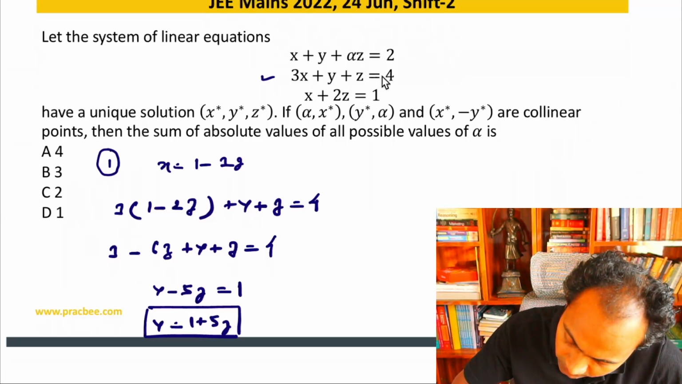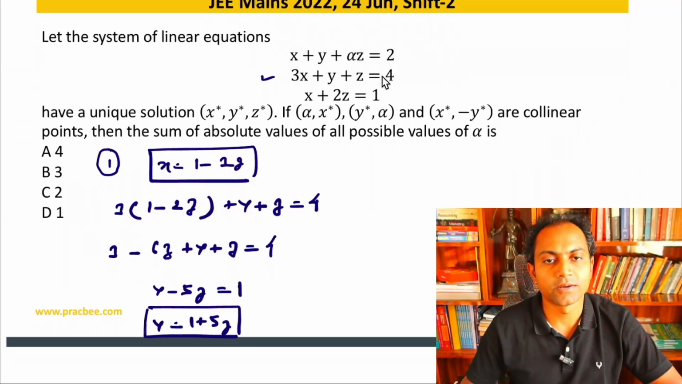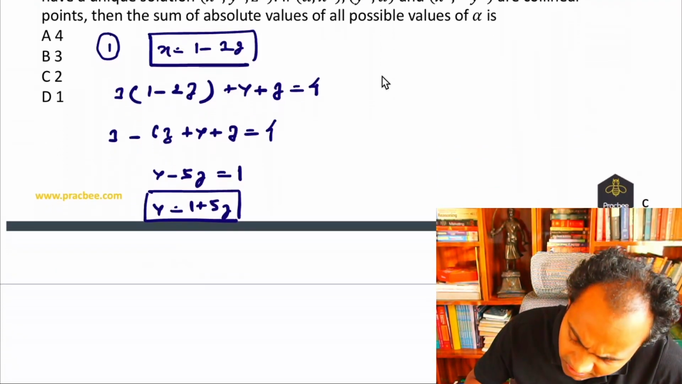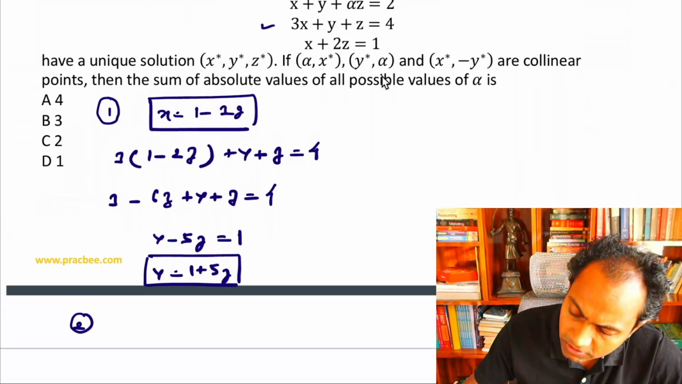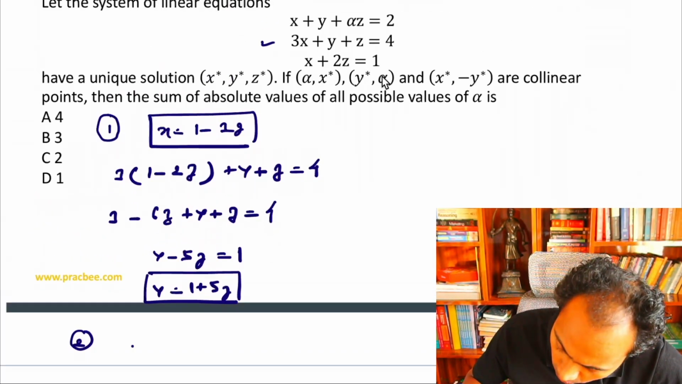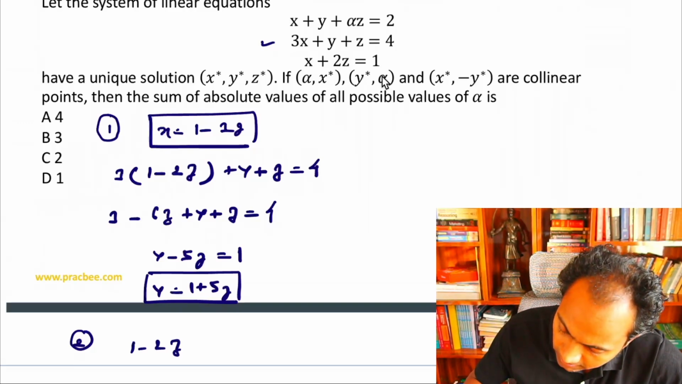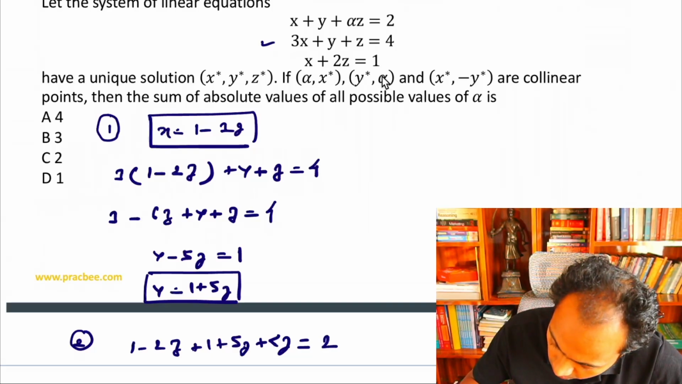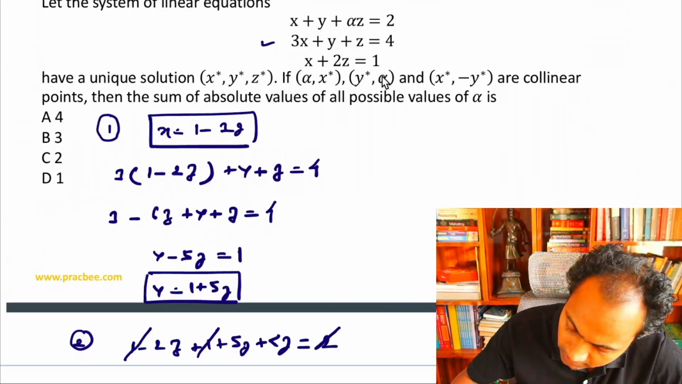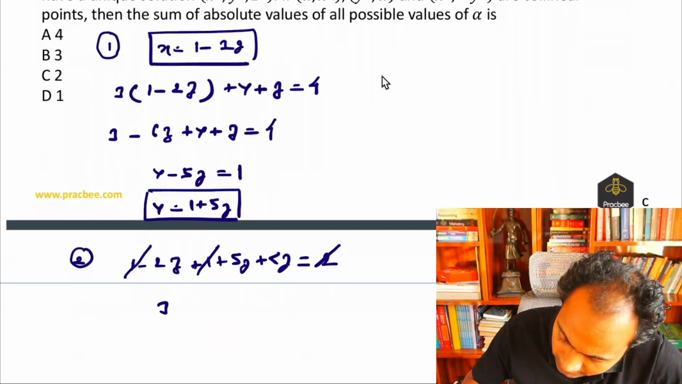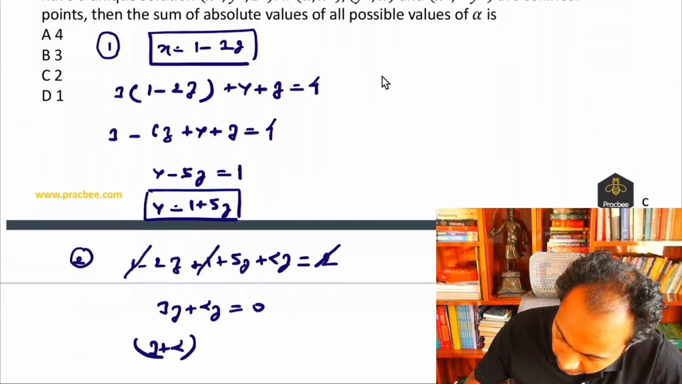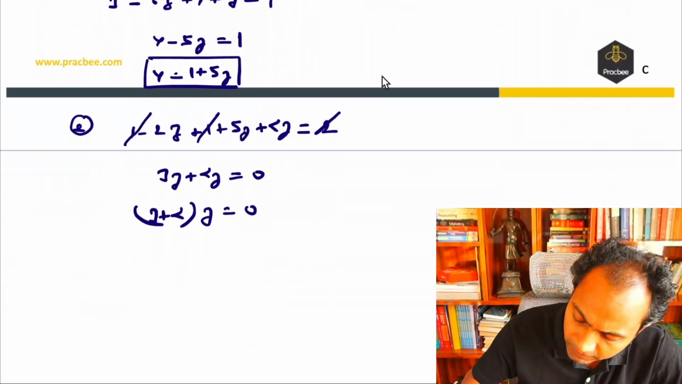We have got the value of x and the value of y in terms of z. So in the next step, what are we going to do? In the next step, we are going to take this and substitute it in the first equation. If I do so, 1 minus 2 times z, then there is y, so 1 plus 5z, plus alpha times z. This will be equal to 2. So this 2 and these 2 will get cancelled out. And ultimately what we are getting is 3z plus alpha z is equal to 0. So (3 plus alpha) times z will be equal to 0.